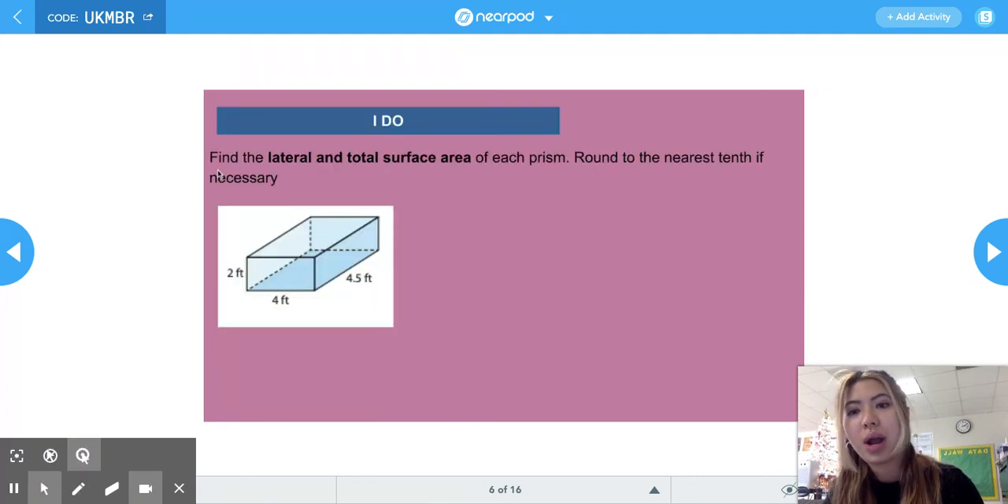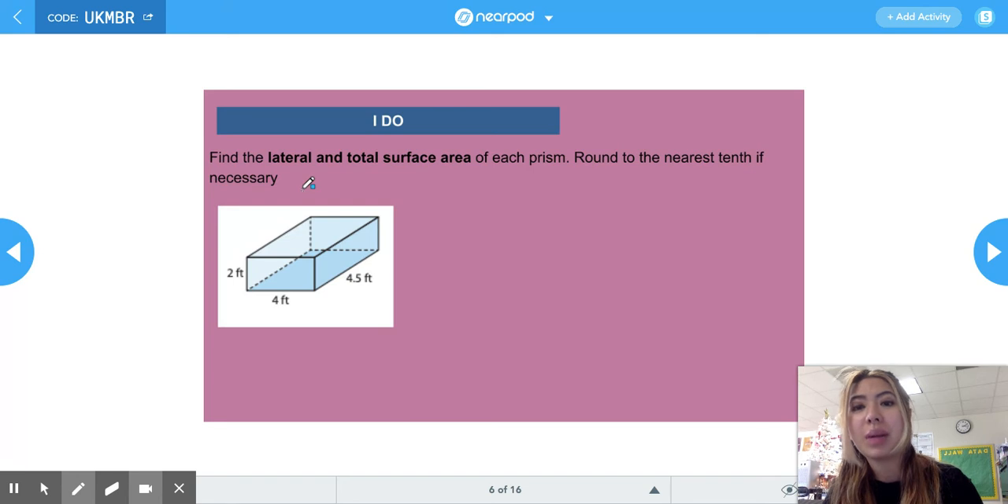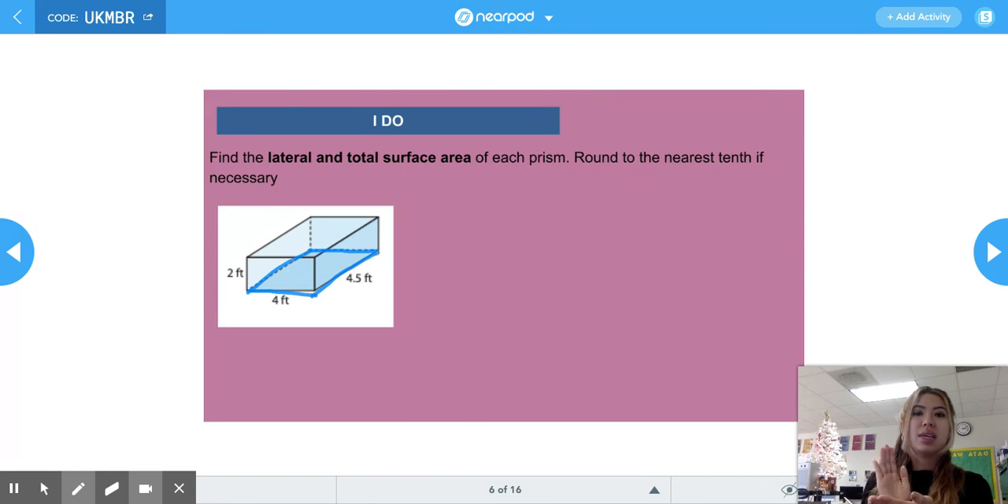For this first IG problem, we have to find the lateral and total surface area of each prism, and then round to the nearest tenth if necessary. So my first step is to outline what my base is. My base is going to be this rectangle right here, because if this shape were on a surface, this would be touching the surface of the table or whatever surface it was on.